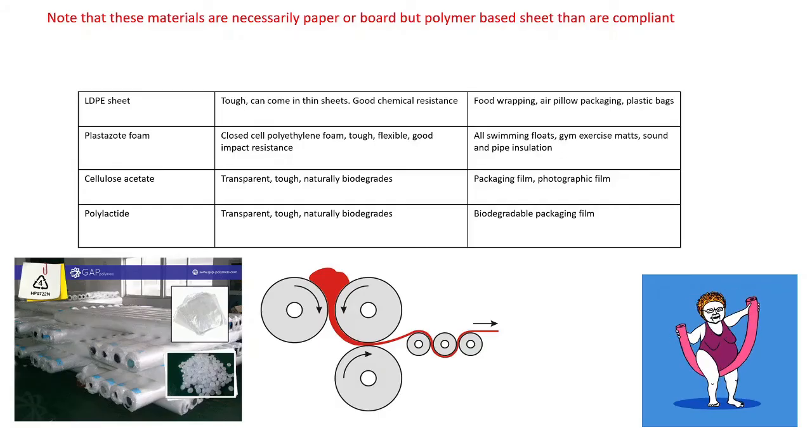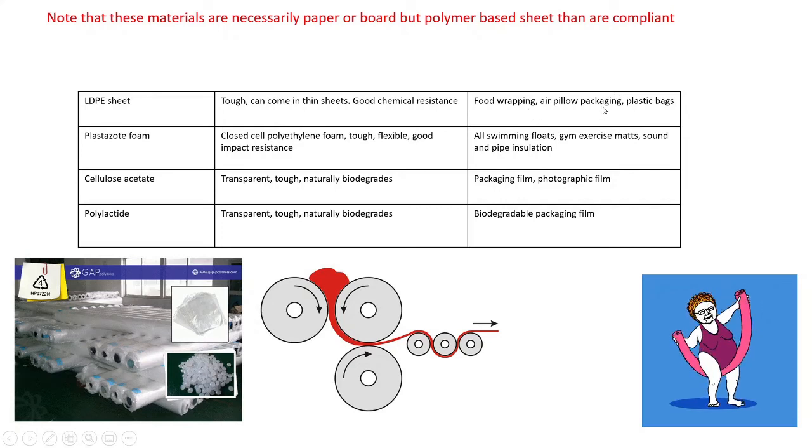These ones here are a little bit different. These aren't actually paper or board, but polymer-based sheets, and they're still considered a compliant material. The first one, LDPE sheet. LDPE, if you've already seen the plastics video, stands for low density polyethylene. It's very tough, comes in thin sheets, and has really good chemical resistance. So it's used quite a lot for food wrapping, think cling film, that sort of thing.